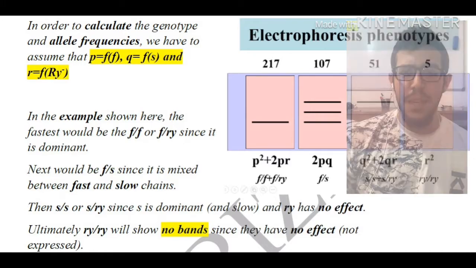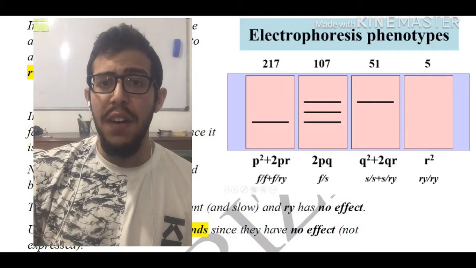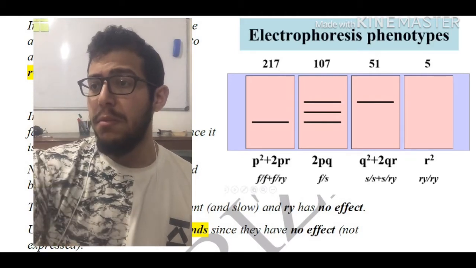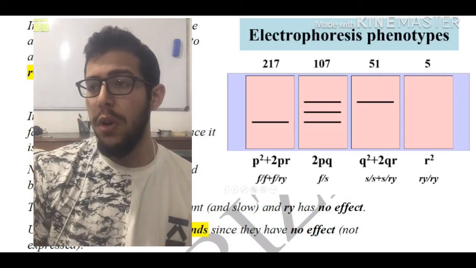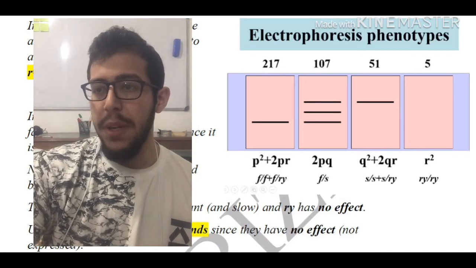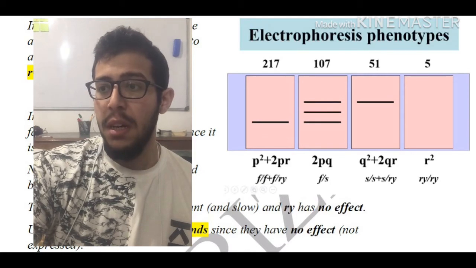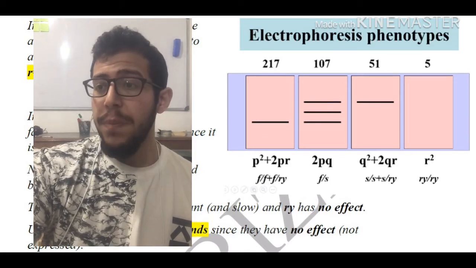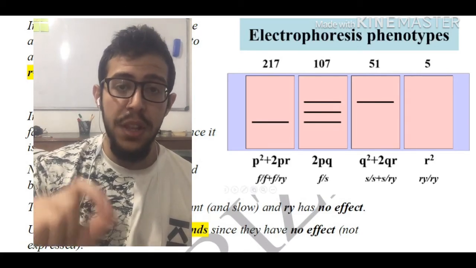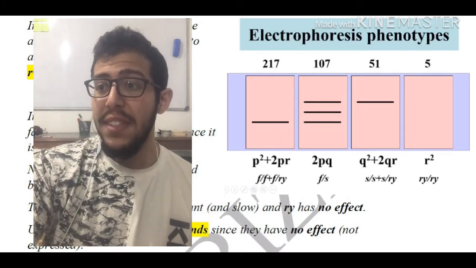Now, let's look at this image, and it's rather interesting when we are talking about the electrophoresis phenotypes of these Drosophila examples. First of all, in the one at the left-hand corner of this gel, we are going to be seeing the P squared plus 2PR, recalling that the P is going to be representing the F chain and the R is going to be representing the RY. So simply, we've got the F/F, since it has all the fast chains, it is going to be moving the farthest, which makes sense. And we've got the F/RY.